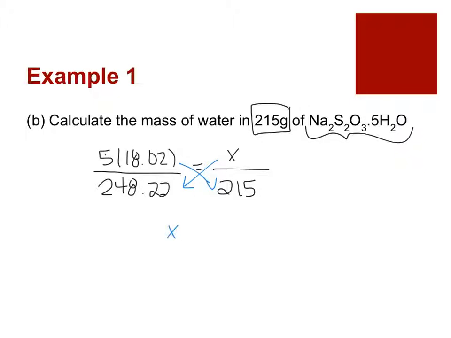So if you do that, because now we've got 3 sig digs in our question here, our answer should also be to 3 sig digs, giving us 78.0 grams. So in 215 grams of this hydrate, 78.0 grams of it is water. And then the rest would be made up again of this compound here.